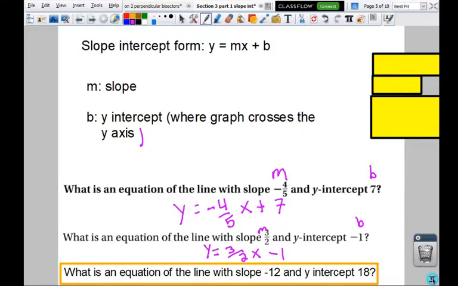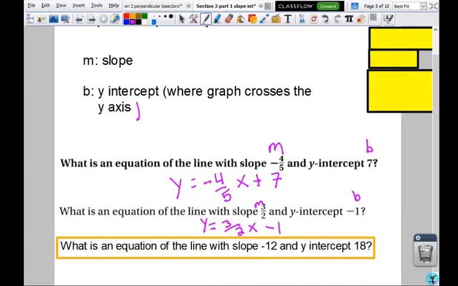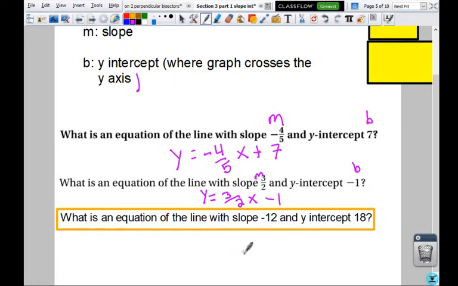So, for your first in-class problem, I want you to write an equation for a line with a slope of -12 and a y-intercept of 18. And then we'll have somebody write on the board for us in just a minute. Actually, probably like 30 seconds, but pretty good.